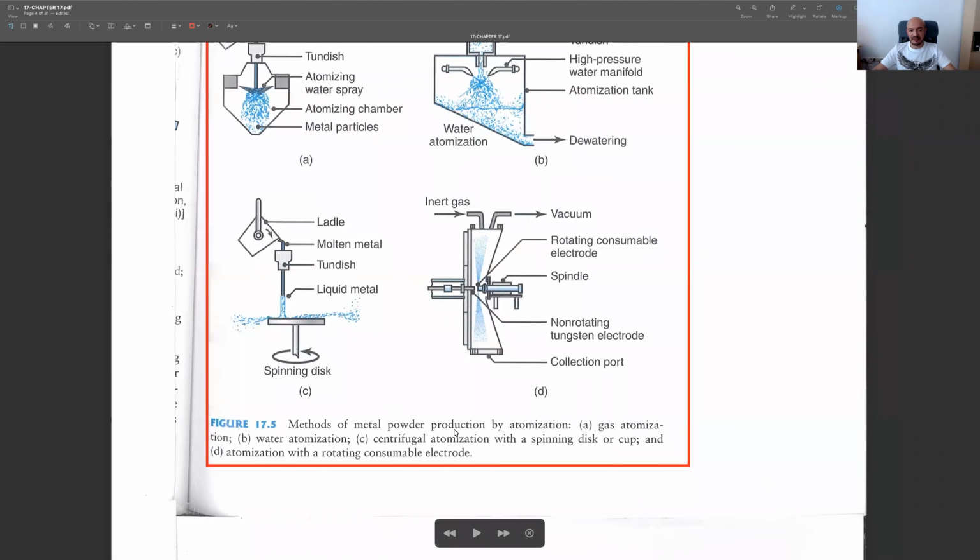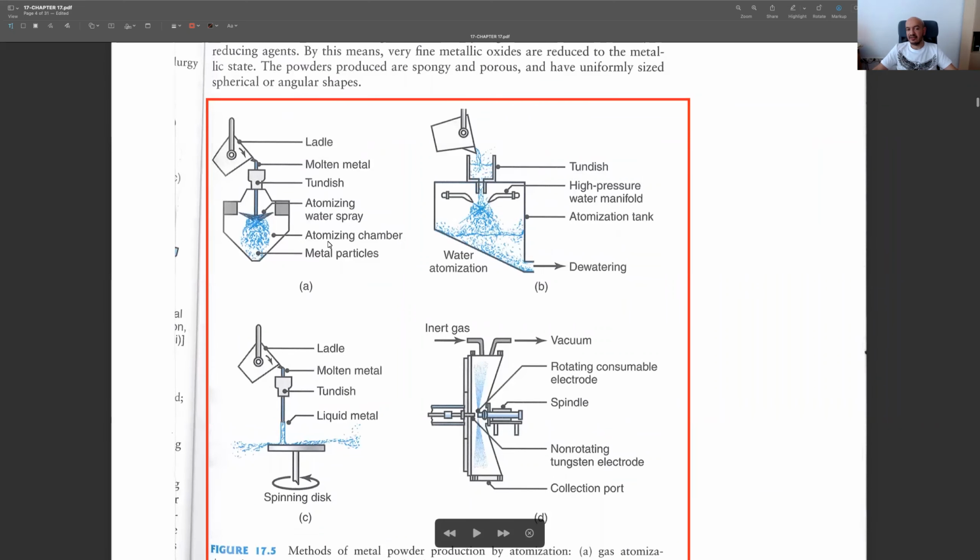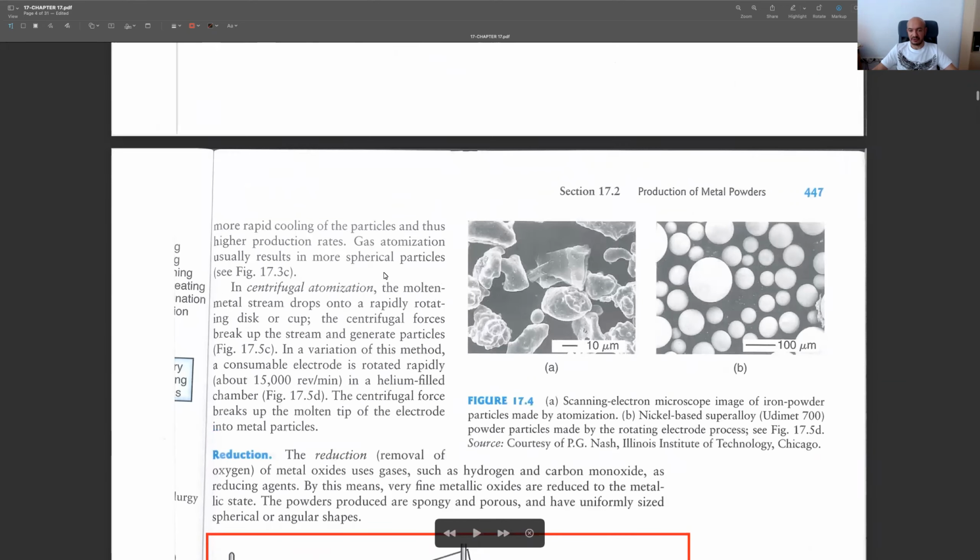And the last one is by using a consumable electrode. This is our electrode here. You see, by having some contact, we remove little parts from this consumable electrode. But this is again quite difficult. The easiest way is to use inert gas. The first one is the most frequently utilized approach.